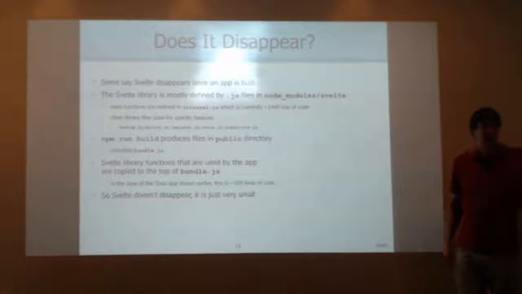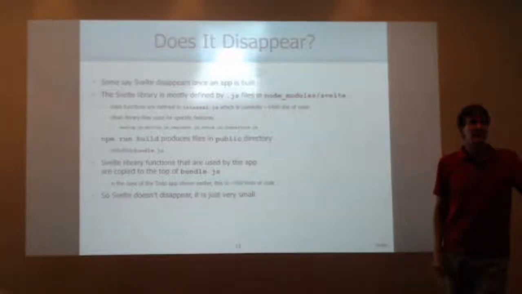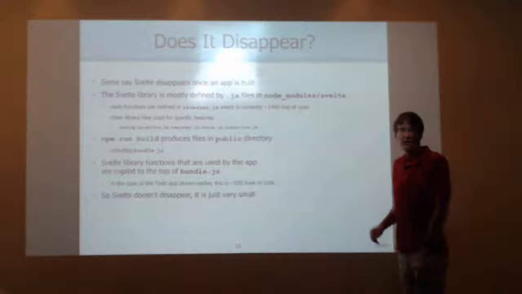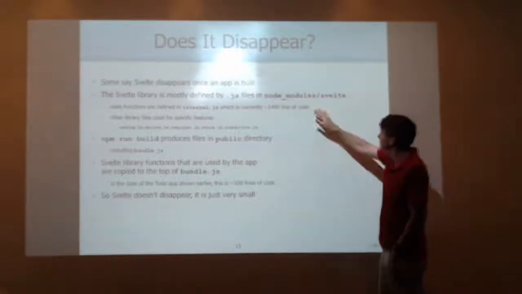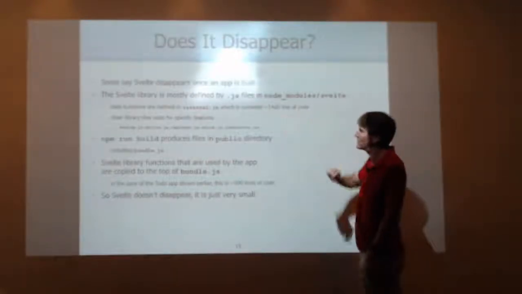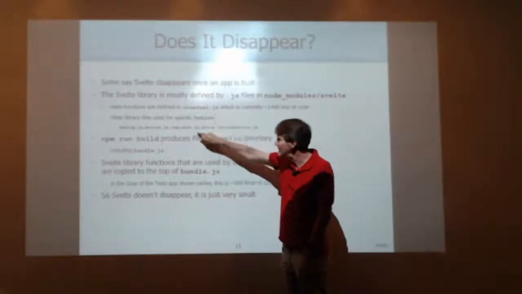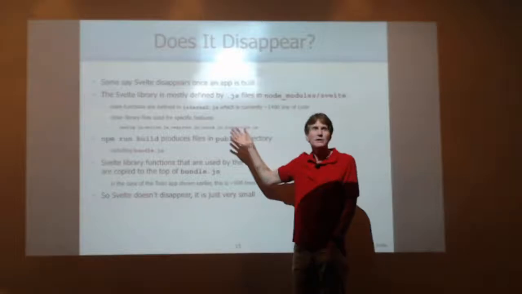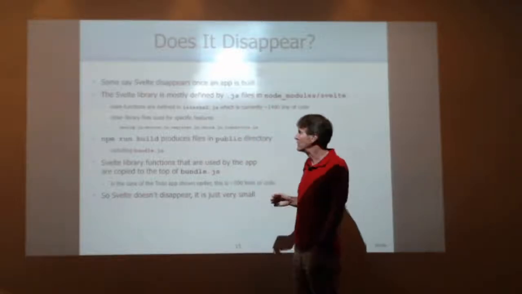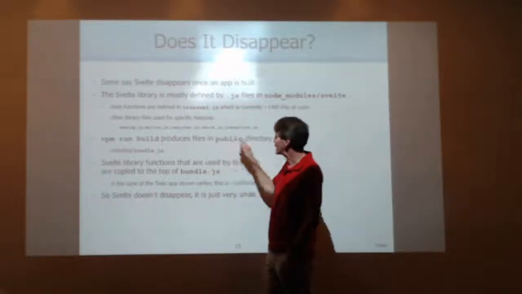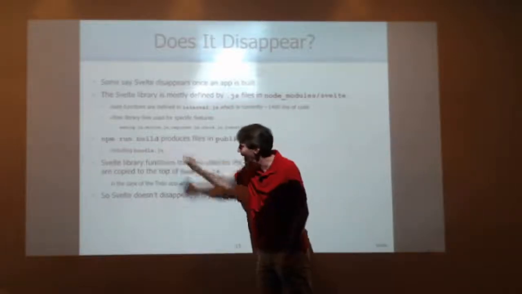Some people say that the Svelte framework disappears from your finished app, but that's not actually true. It just mostly disappears. The way this works is that if you look at where the Svelte library is installed under node_modules, you'll see there's a bunch of JavaScript files there. The main one is internal.js, but there are others that may have pieces of them used depending on what capabilities of Svelte you're using. But then you create your bundle. It's going to go into the public directory, and that will be the name of it.